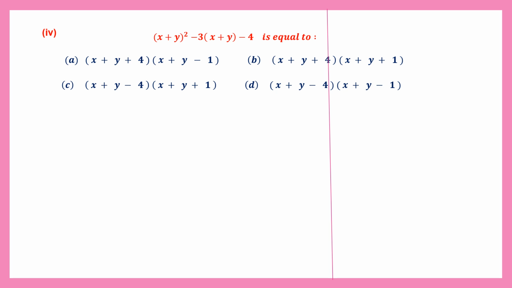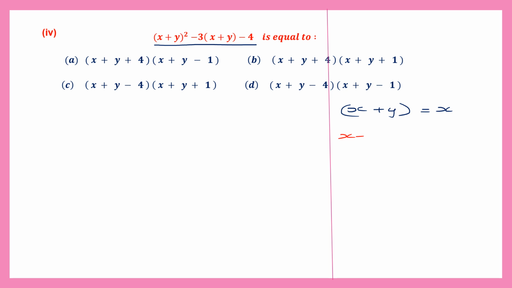Question 4. So here I have x plus y square minus 3 into x plus y minus 4. So here, since I have x plus y inside like this, I can consider x plus y to be x. So let me take x plus y. Let me consider x plus y to be x. So in that case, let me write down this question.